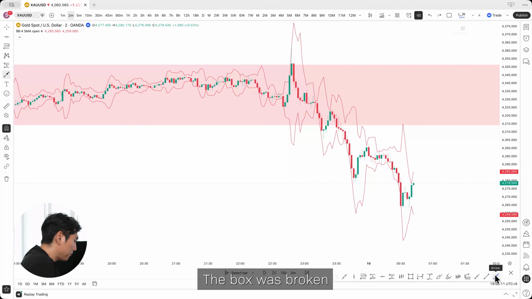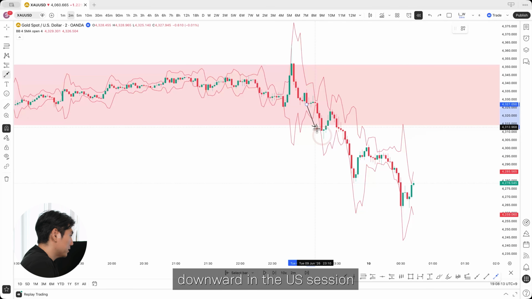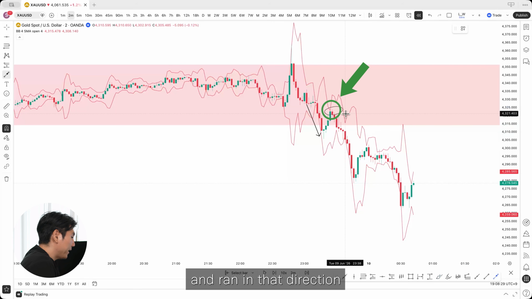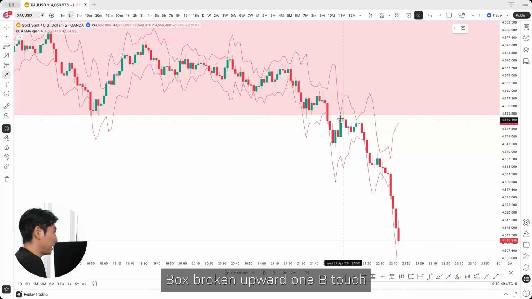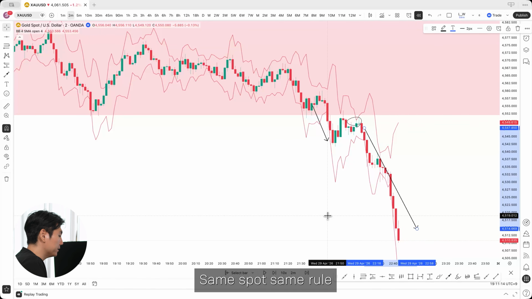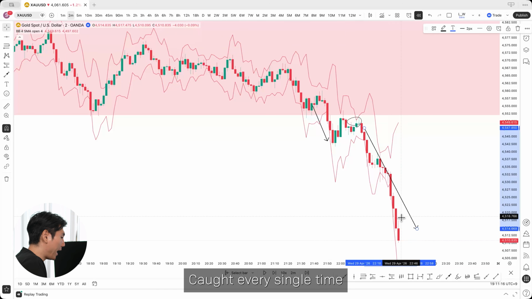Same thing here, the box was broken downward in the US session. Price pulled back to the 1B and ran in that direction. Box broken downward, 1B touch, and the downtrend continued straight from there. Same spot, same rule, every single time.